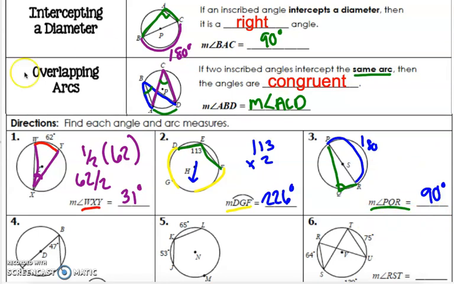Okay, so those are some straightforward problems. If you know the arc and you're finding the angle, you would halve it. If you know the angle and you're finding the arc, you would double it. And if it opens up to a semicircle, it is 90.